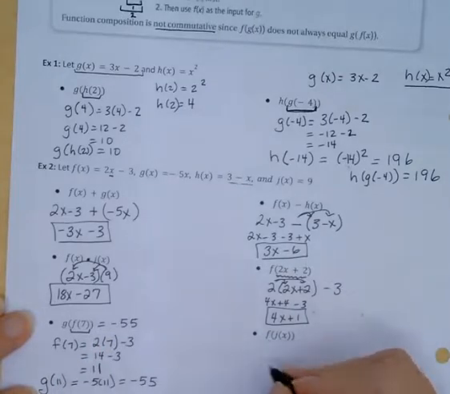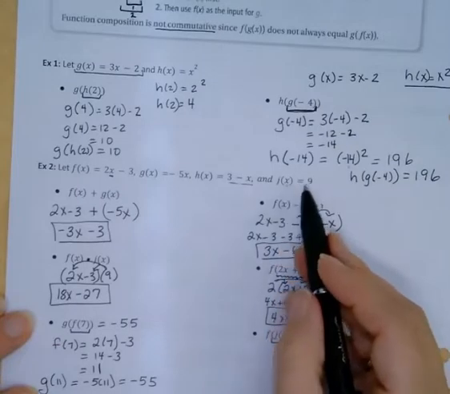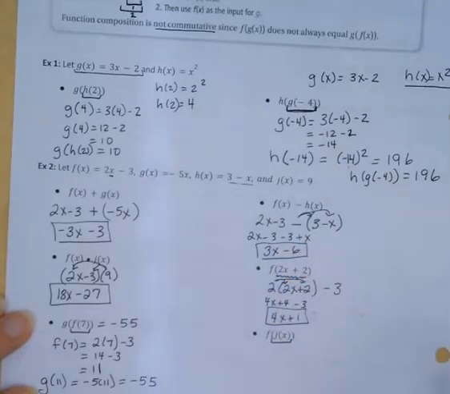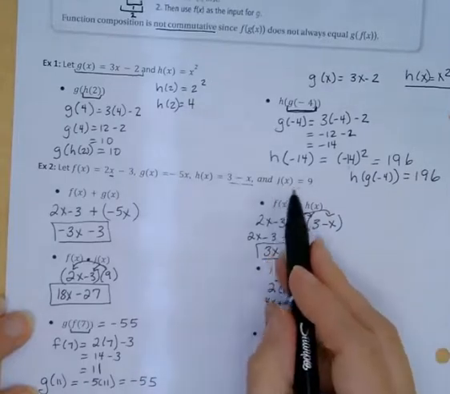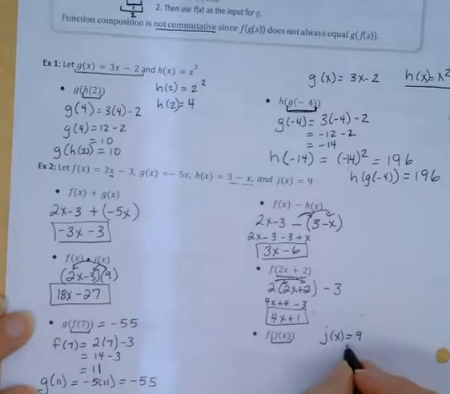And finally, I want the f of the j of x. So I'm going to start from the inside, j of x right there. J of x equals 9. Okay, so j of x equals 9. I know that because that's what my original paper told me. So instead of j of x, I'm going to say that I'm using the number 9.